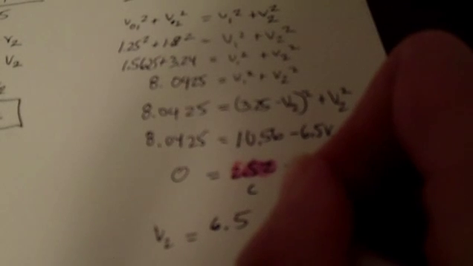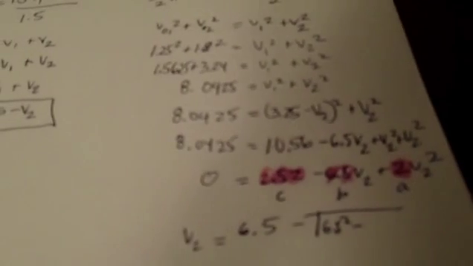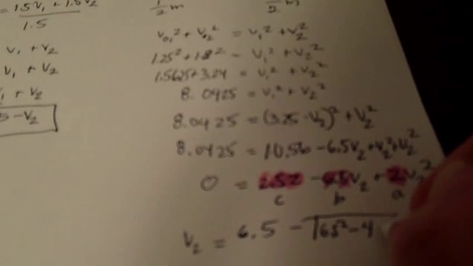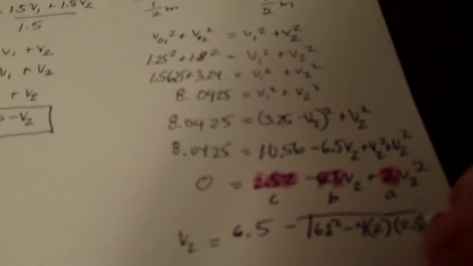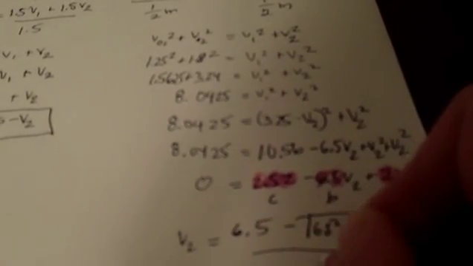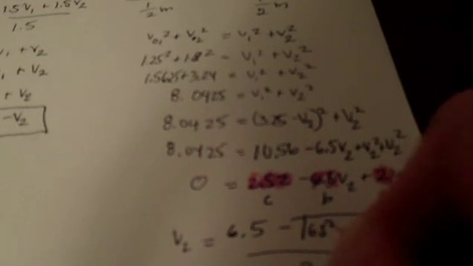Okay, so I have v2 equals negative negative 6.5, so 6.5, minus the square root of 6.5 squared minus 4 times 2 times 2.5, all over 2a, and since a is 2, it's really all over 4.